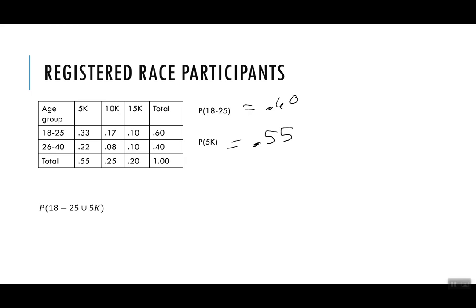Now I want to get the probability that someone was 18 to 25 or they ran the 5K. So we said 18 to 25 was 0.60. We said 5K was 0.55. What we need to do now is subtract the both. So 18 to 25 and 5K, which was 0.33. So 0.6 plus 0.55 minus 0.33 says 0.82.